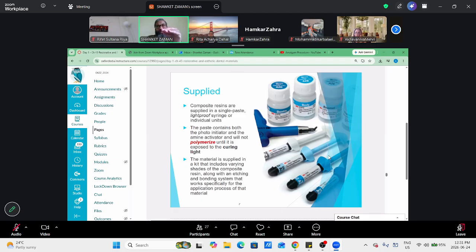Once we put them and adapt them according to the shape and size of the teeth, and once we are satisfied with this shape and size, then we go for the curing. Because composite, once it is cured, becomes rock hard. It becomes very hard, and we call this polymerization. When the polymerization is done, it is very difficult to change it.